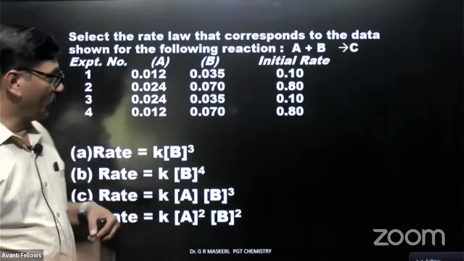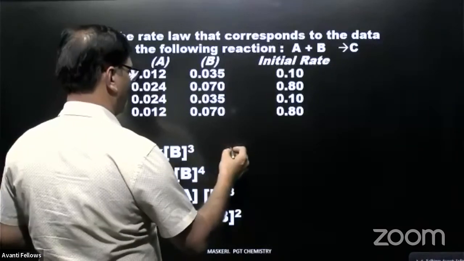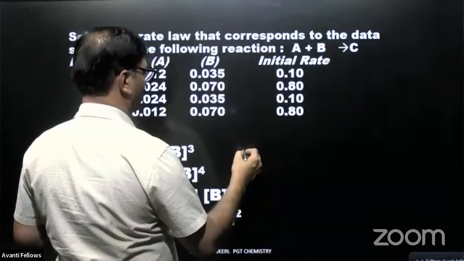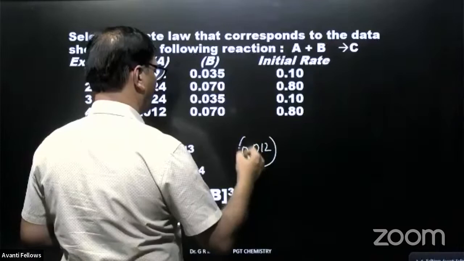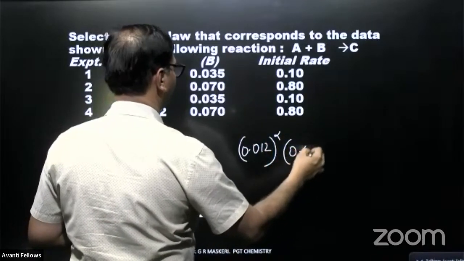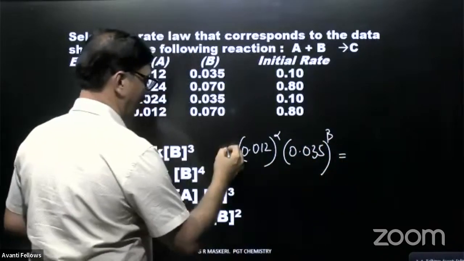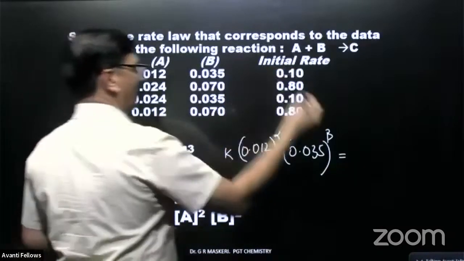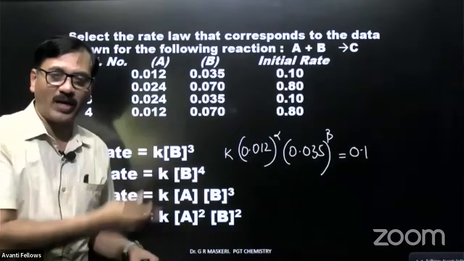If you want to do it in the way that is required, by experiment 1, we have rate is equal to K into concentration of A, that is 0.012 to the power alpha, into 0.035 to the power beta, which is nothing but the rate. Rate is 0.1. In this way, we have to frame 4 equations.